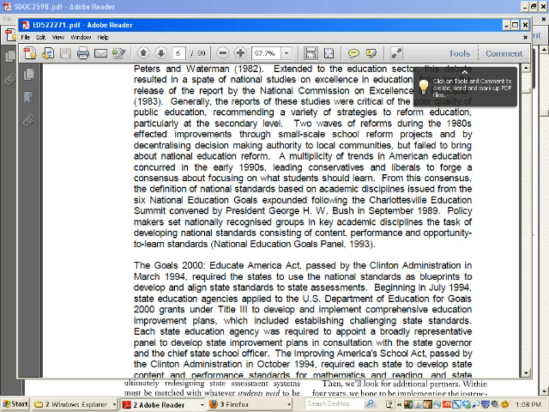The Goals 2000 Educate America Act required the states to use national standards as blueprints to develop and align state standards to state assessments. Beginning in July 1994, state education agencies applied to the U.S. Department of Education for Goals 2000 grants. So state agencies could apply for grants and get federal money under Title III to develop comprehensive educational improvement plans, which included establishing challenging state standards.